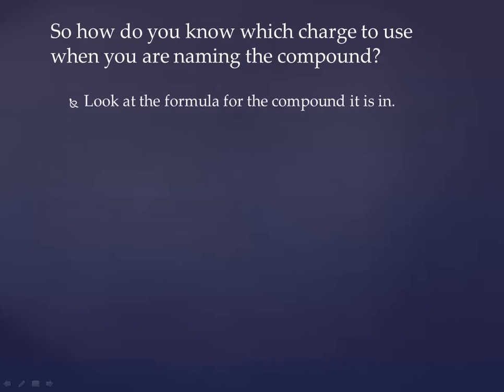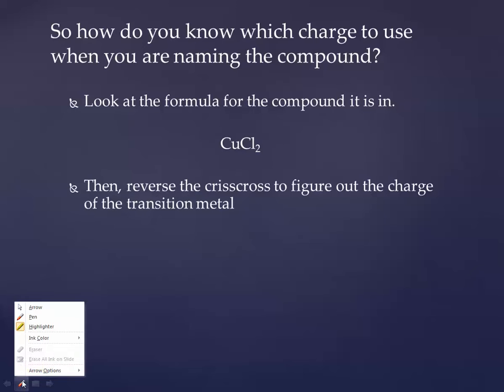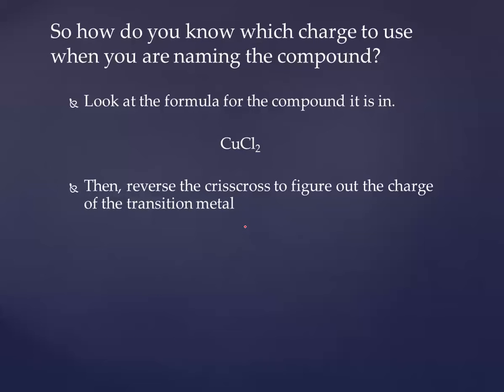And the way we do this is we have to start with the formula that the compound is in. So let's step away from iron and we're going to talk about copper and chlorine bonded together. So I have CuCl2. So what we need to do is reverse crisscross to figure out the charge of the transition metal. So this 2, remember, came from the charge of the copper. So I know it's a +2. And I know chlorine, this is a 1 here. It's the implied one, so we don't have to write it.